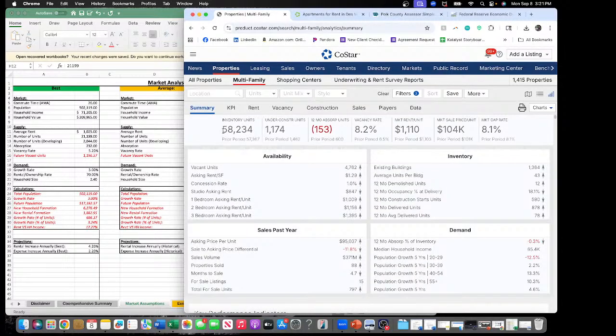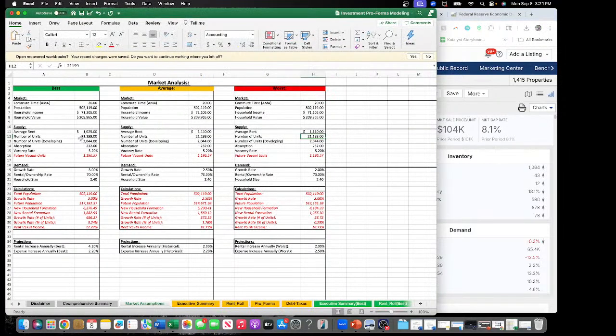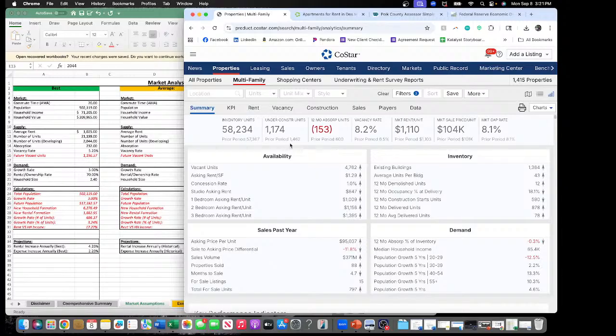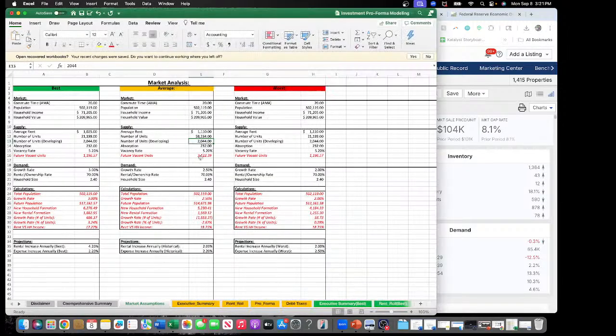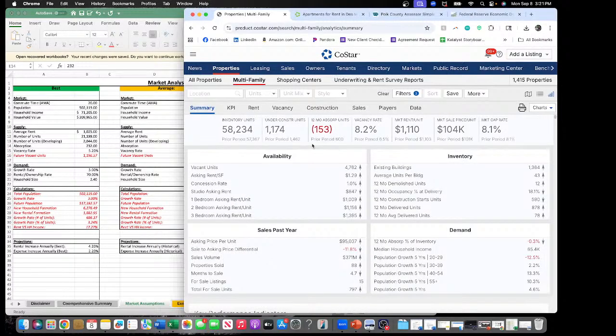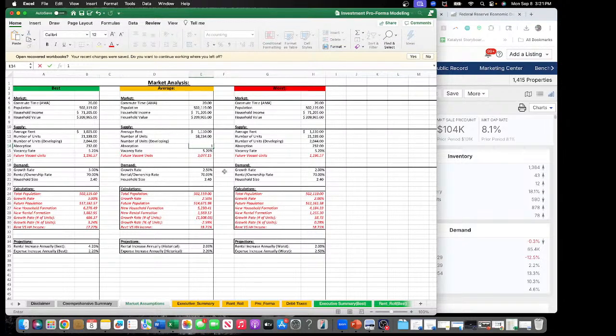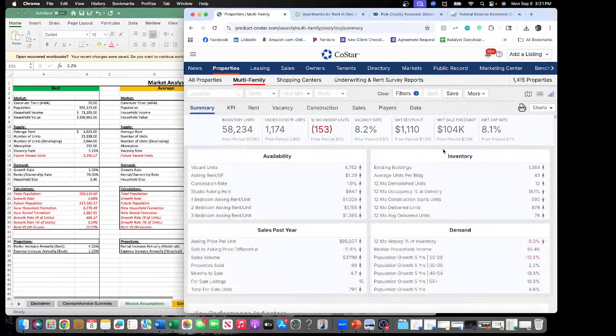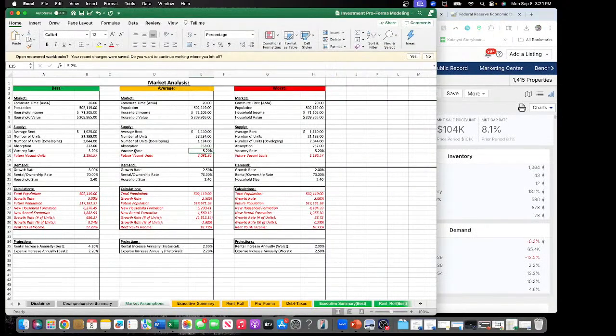Next, we're going to look at how many units there are, 58,234. Then we're going to number of units developing. This is where, again, it's really important to have CoStar access as well. 1,174. And we're going to do absorption rate. What absorption rate means is how many of those 1,174 units were absorbed, how many were leased up. In this case, we're going to do 153 were leased up. So that's what we have there. And we're going to add in the vacancy rate, 0.081 right there. So I do all my numbers here on this average, in this case.